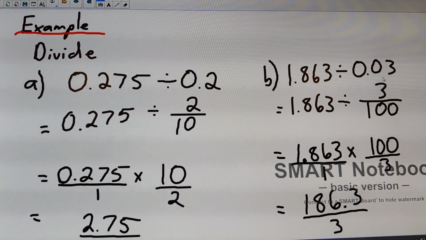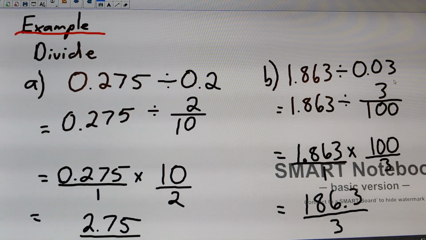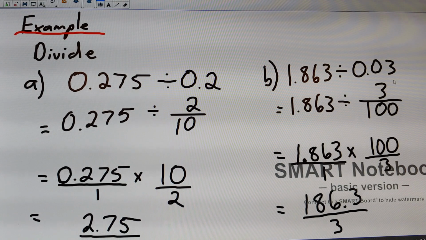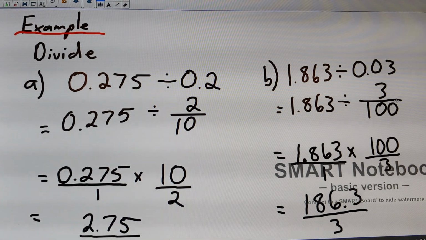Let's go over to part B with that same idea. It's 0.03. We have 2 decimal places, one here, one here. So we're then going to put that over 100. So 3 over 100, 2 decimal places, 2 zeros.